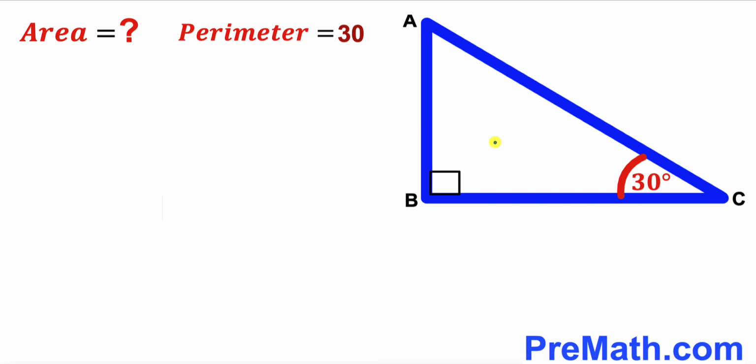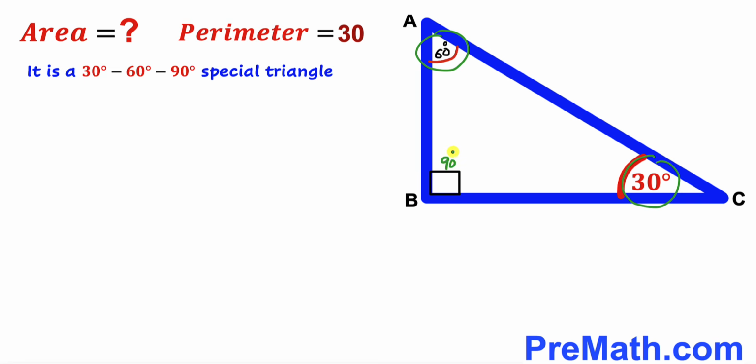Since the interior angles of any triangle sum to 180 degrees, this angle has got to be 60 degrees. Thus we can see that this triangle ABC is our special 30, 60, 90 triangle. This is our 30 degrees angle, this is our 60 degrees angle, and this is a 90 degrees angle.